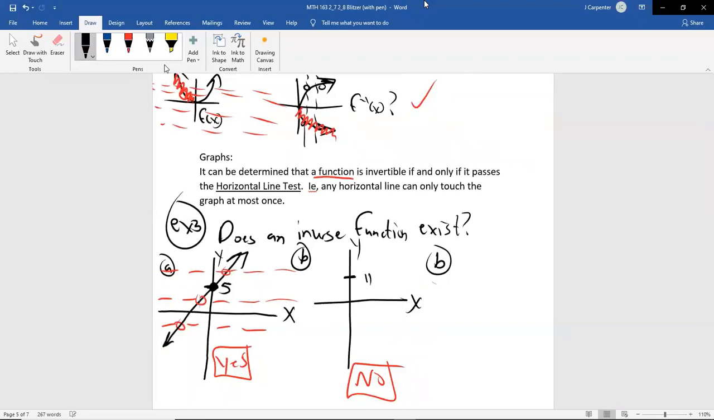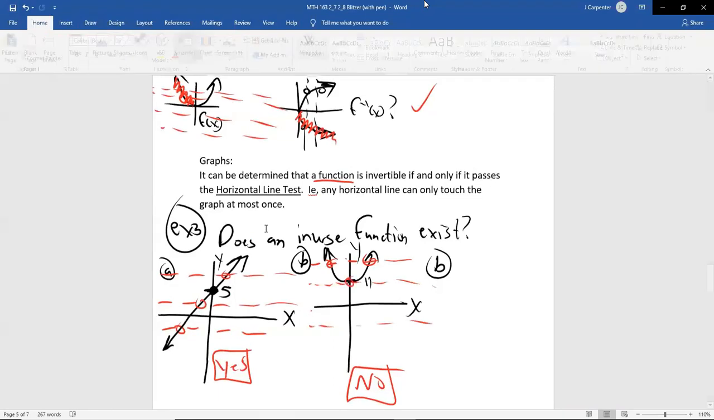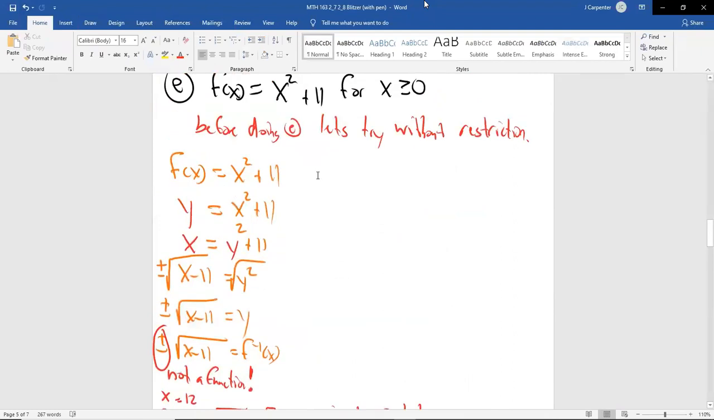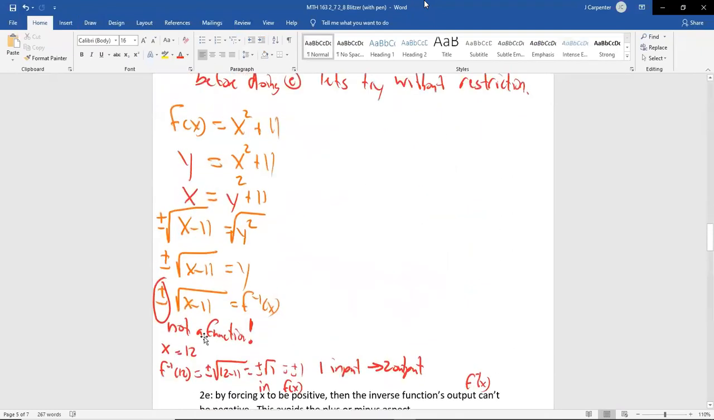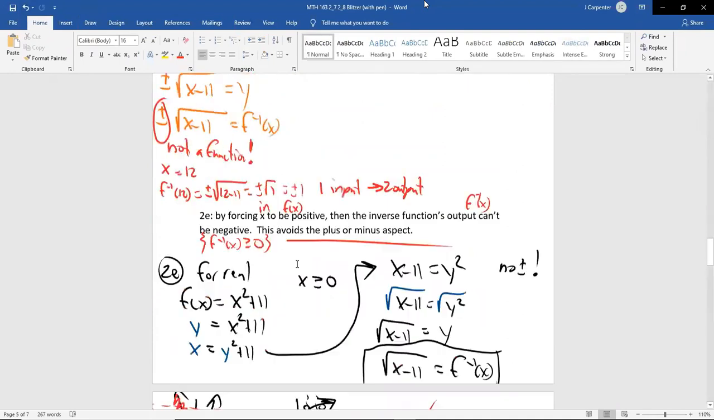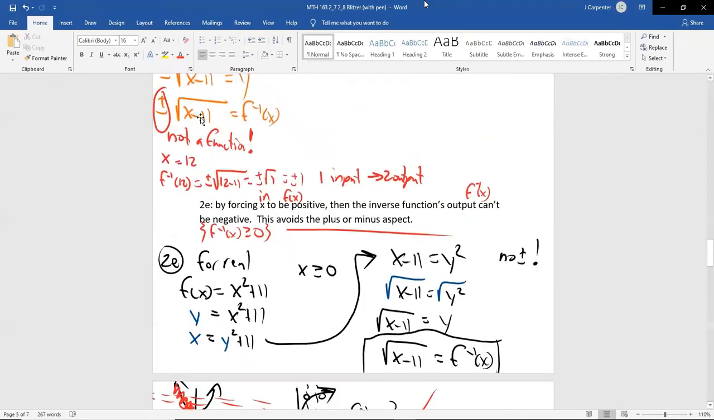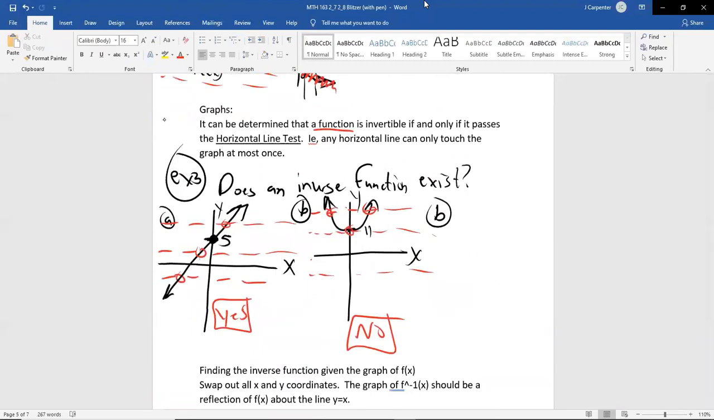So here's a height of 11. Here's our parabola. And here is it failing the horizontal line test miserably. Here it's fine, but anywhere above 11, it fails. So this is literally the graph of 2e in orange ink without the restriction. And it wasn't a function because of the plus or minus aspect; when I said it didn't have an inverse function, the process of finding it gave a plus or minus, which said that was not a function. Same thing here, it fails the horizontal line test, so the inverse isn't a function.